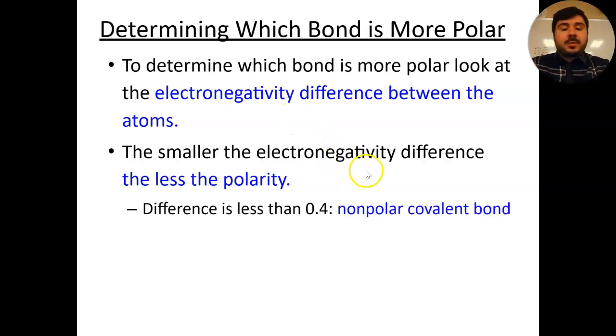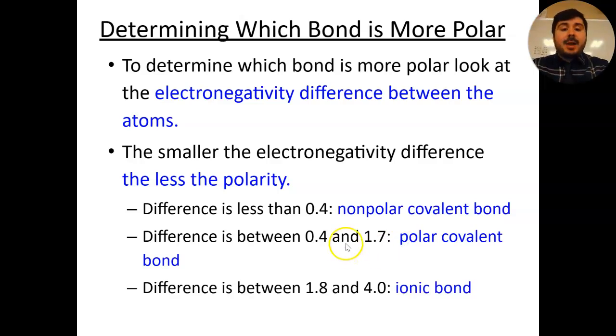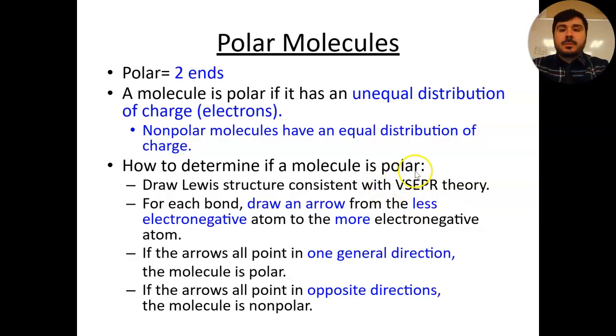You've got a couple different thresholds here. If that difference is less than 0.4, it's a nonpolar covalent bond. If that difference is between 0.4 and 1.7, it's going to be a polar covalent bond. But if the difference is 1.8 or higher, then it's going to lead to an ionic bond. And that's something we've talked about in the past.